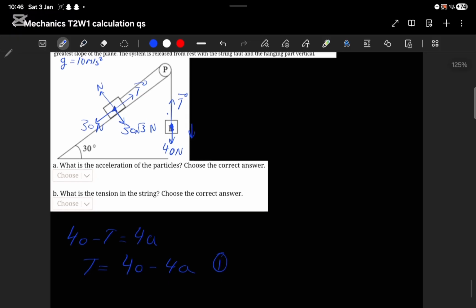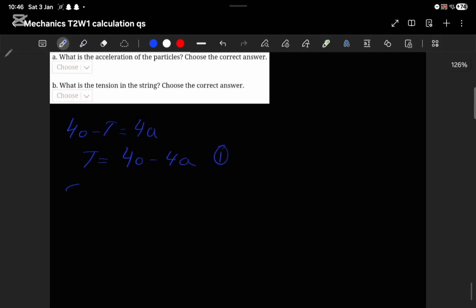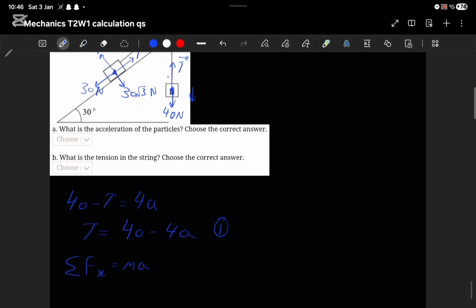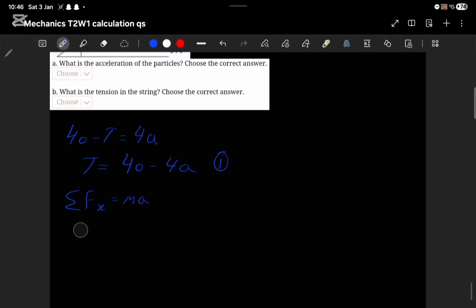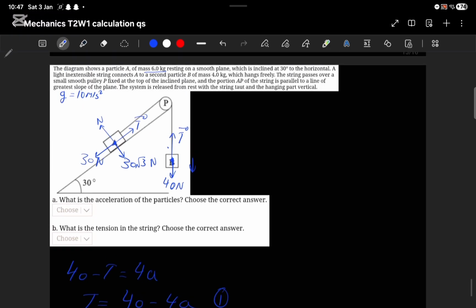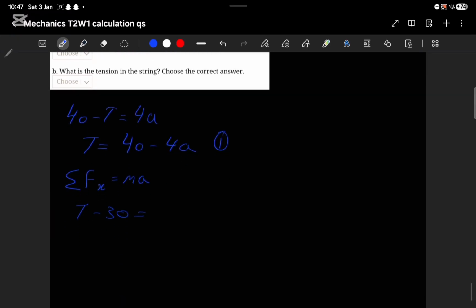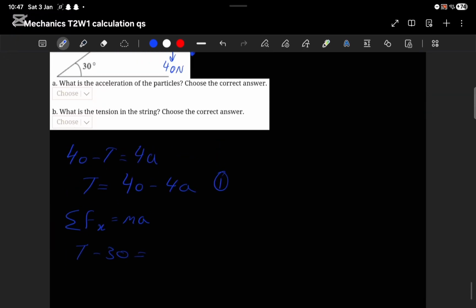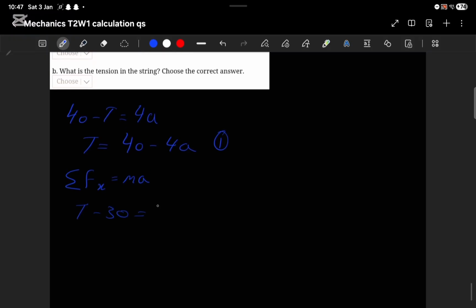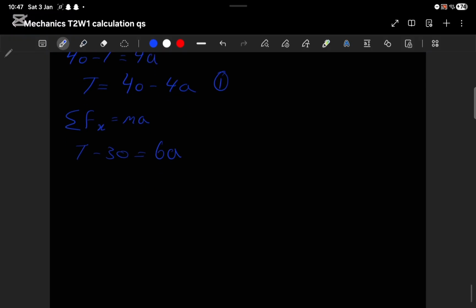Okay. So, sigma Fx for this one is also MA. So, tension, no. How much? Yeah. Tension minus 30 is equal to MA. Because remember, it's going this way. So this block will go this way. T minus 30 is equal to 6a, sorry, the mass is 6.